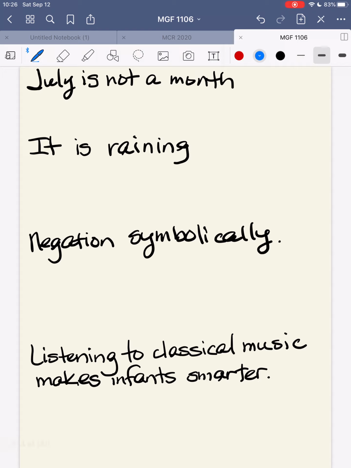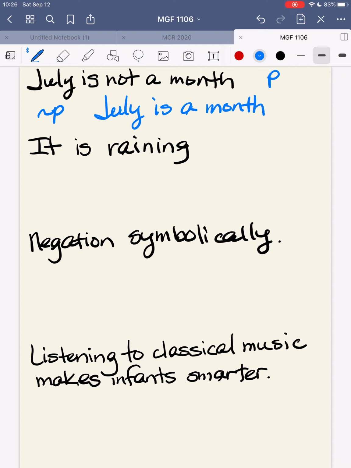If I have the statement July is not a month, and that would be my p, and I wanted to write my not p, then if I wrote this in words, it would be July is a month.